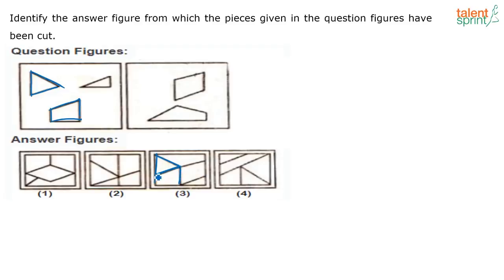Here, the smaller triangle is there. Now you need this piece that is here, and this final piece is there. So the correct answer here is option 3. Again, identify, same question, right? Option 3 is your answer.